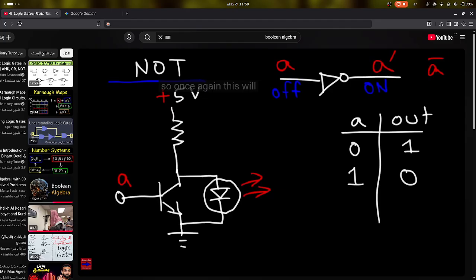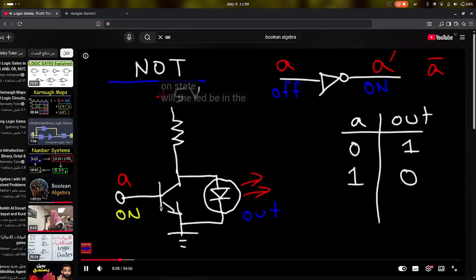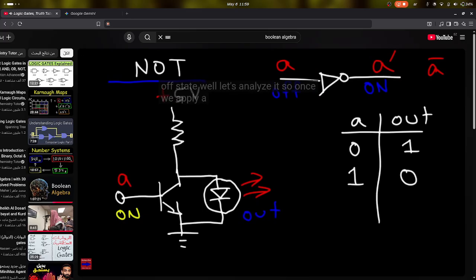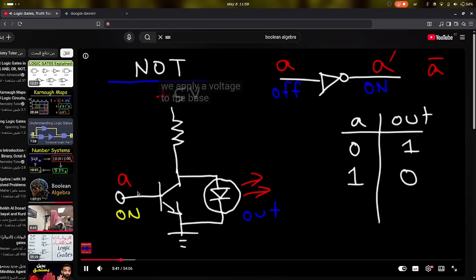So once again, this will be our output. So let's say the circuit, or rather input A, is in the on state. Will the LED be in the on state or the off state? Well, let's analyze it. So once we apply a voltage to the base of the transistor, current will be able to flow from the collector to the emitter.